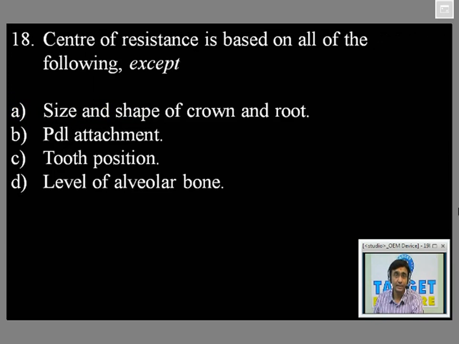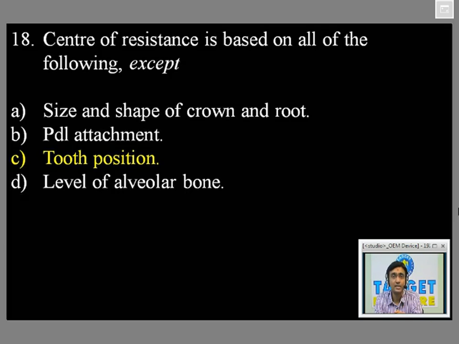Now we come on to the 18th question, which says that center of resistance is based on all of the following, except... it depends on all except for the tooth position. Whatever the position of the tooth may be, the center of resistance would not change. Center of resistance is where the resistance to movement is supposed to be concentrated when a force is applied.